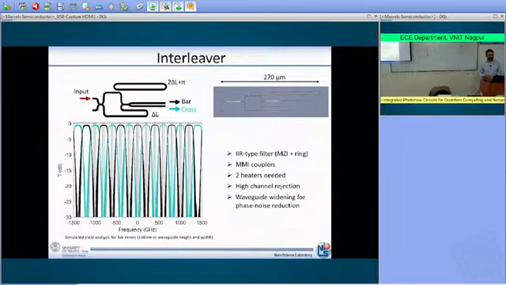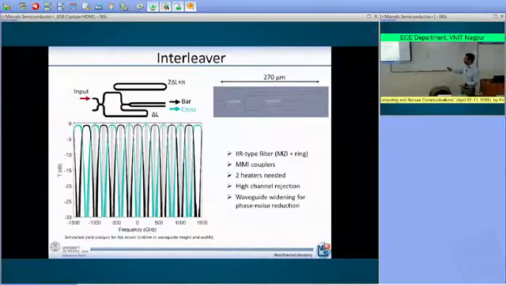In this case, it's nothing else than a Mach-Zehnder interferometer loaded by a microring resonator. So this is the interleaver, okay? Here is the actual realization of the interleaver. Here you have an MMI, an input splitter, and the light is split into two different arms, one here and the second there. And then here you have another MMI, where the light is recombined, so this is a combiner.